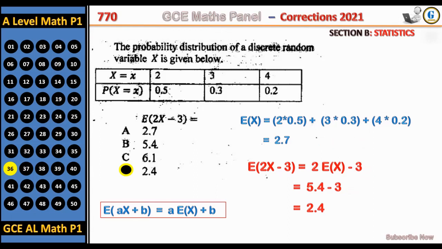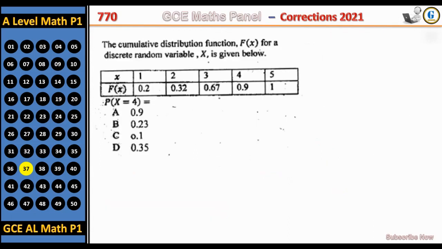Question 37. The cumulative distribution function capital F of x of a discrete random variable x is given below. With this, we have the probability of x equals 1 is 0.2. The probability of x equals 2 is 0.12. So they add them, the probability of this one to the probability of this gives us 0.32. They add the probability of when x equals 3, and so on until the last value, which should be 1.